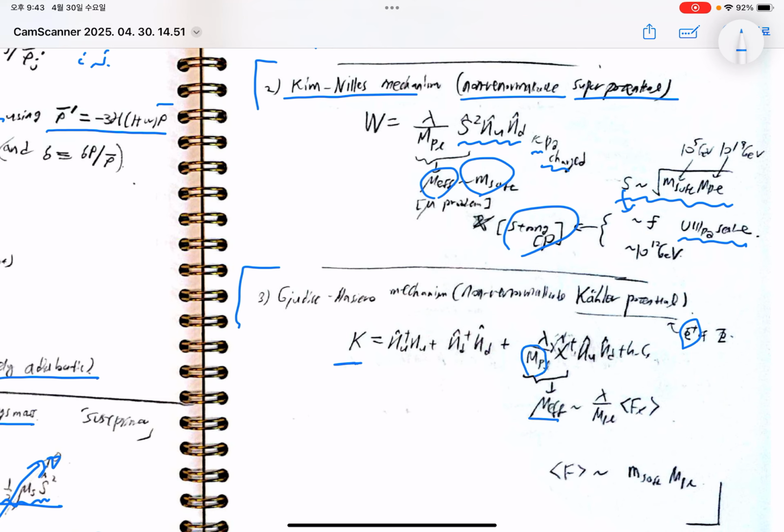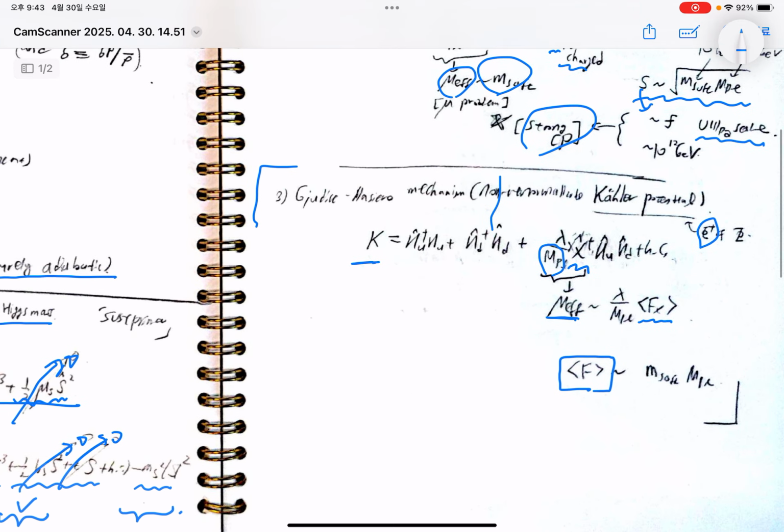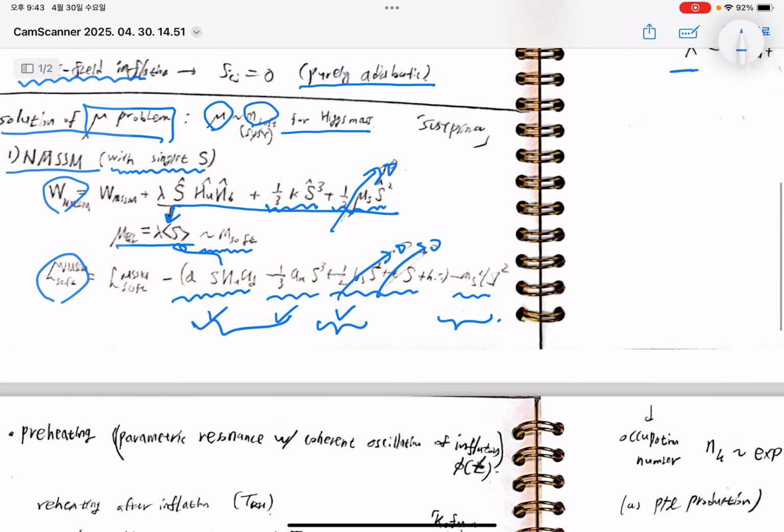The effective mu term in this case is given by lambda over the Planck mass, times the vev of the axionic field, such an additional singlet field X. And in this case, the scale of the axionic field vev is given by the multiplication of the soft mass and the Planck mass. I'll remind you that the dimension of alpha is 2 here.